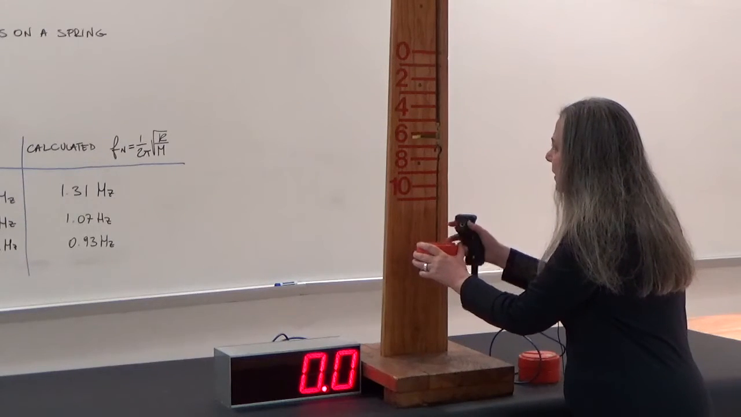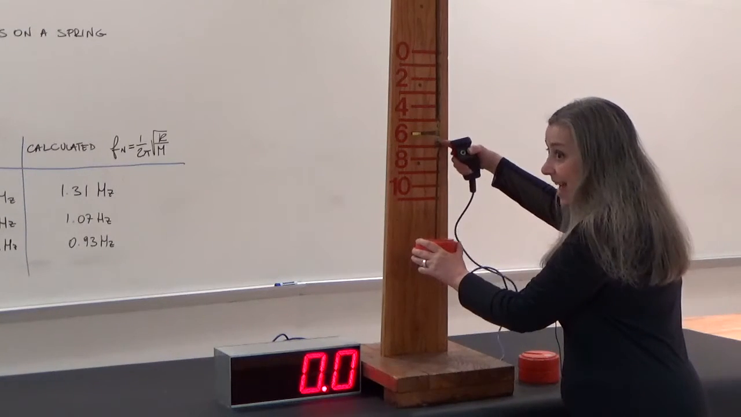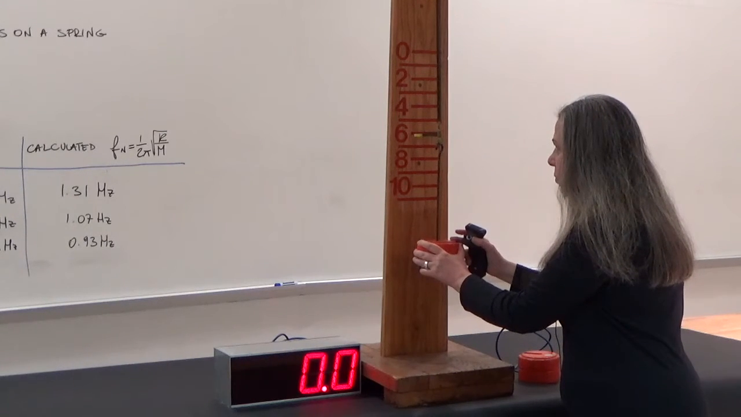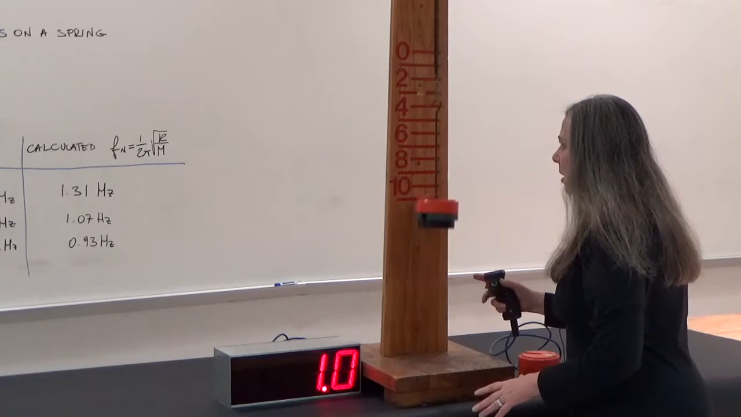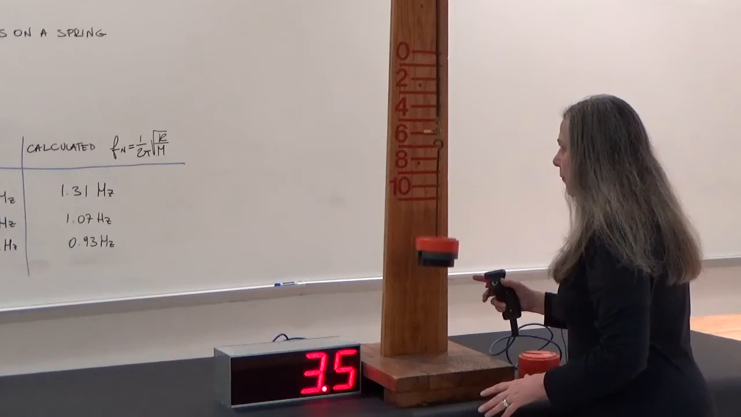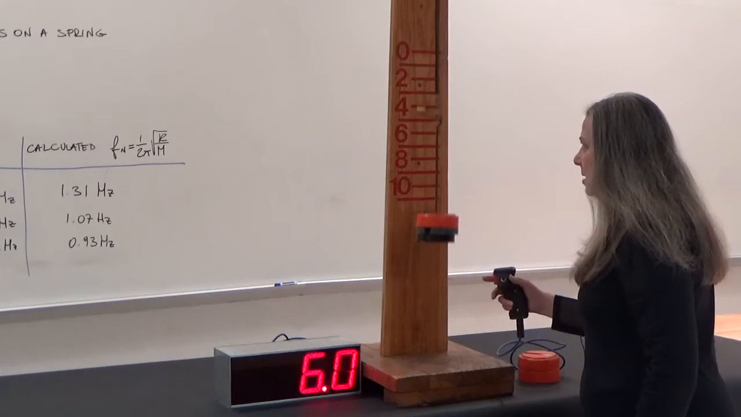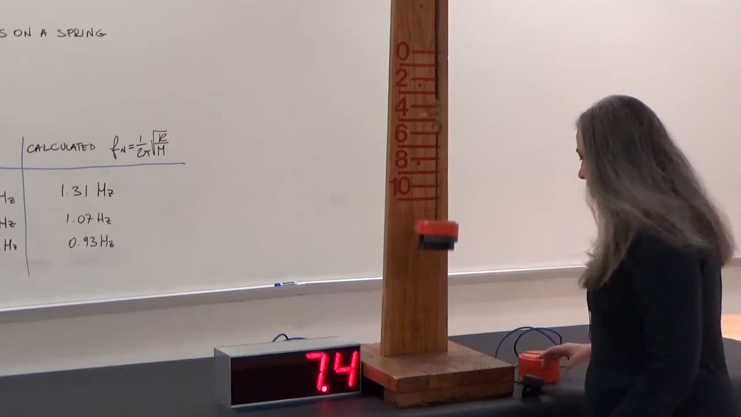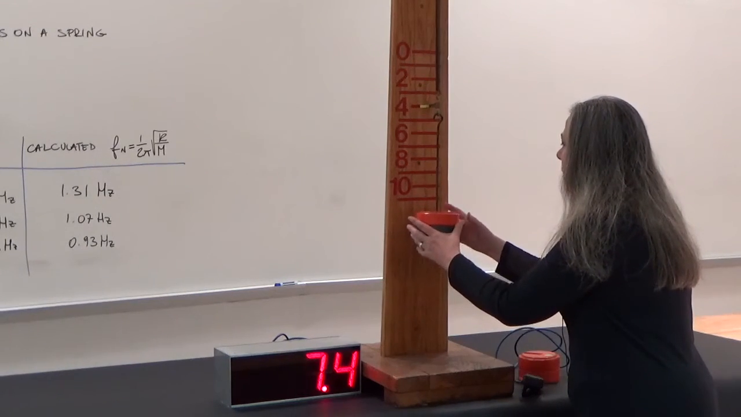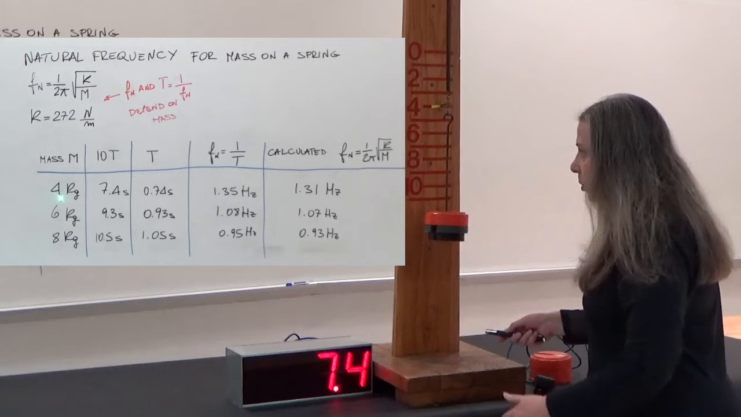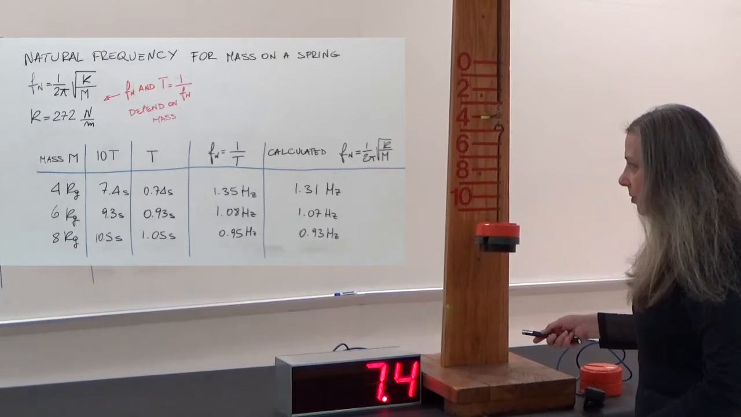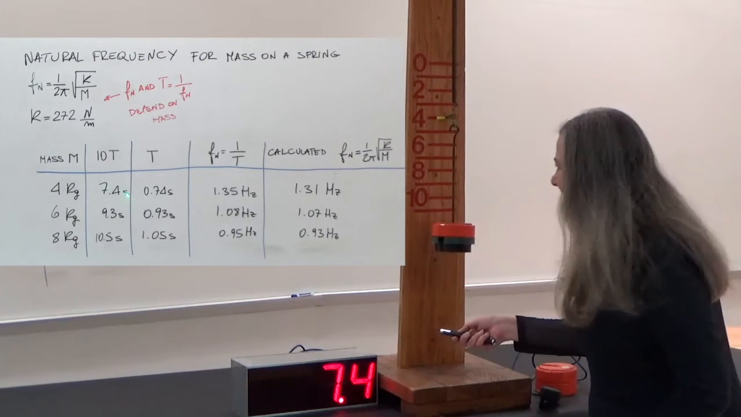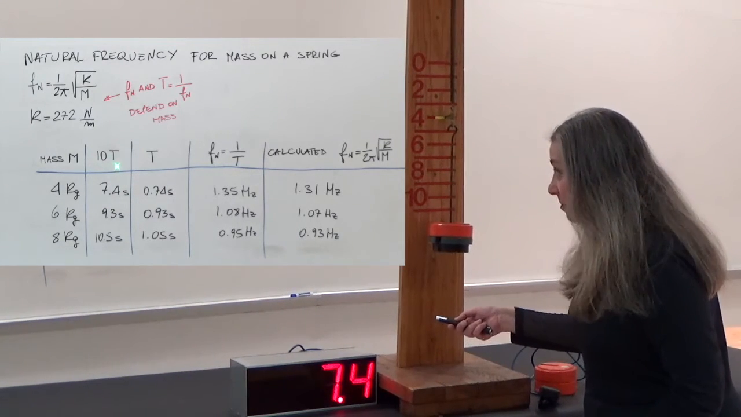I'm going to start recording when it comes back down and count 10 oscillations from there. So go, start. 3, 4, 5, 6, 7, 8, 9, 10. 7.4 seconds. If we go to the board, that's exactly what I have measured before for the 4 kilograms. I'm impressed with my own accuracy. 7.4 seconds for 10 periods T.